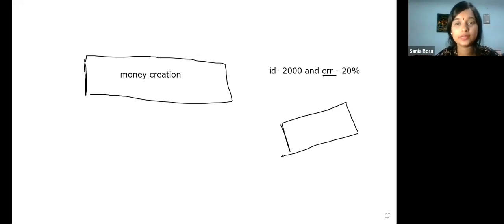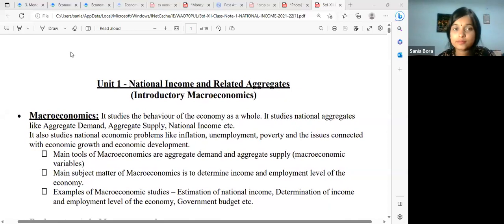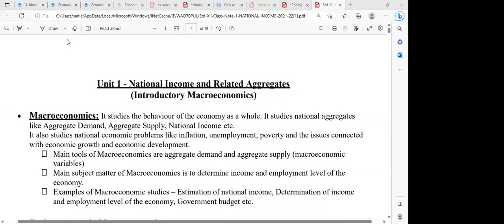Okay. So now, girls, we don't have much time. Of course, we are going to start with national income. I am just going to give you a description about macroeconomics, what macroeconomics is all about. Just the introduction part, what macroeconomics looks like, that only. You can see the screen. Yes, ma'am. Okay, let's start.